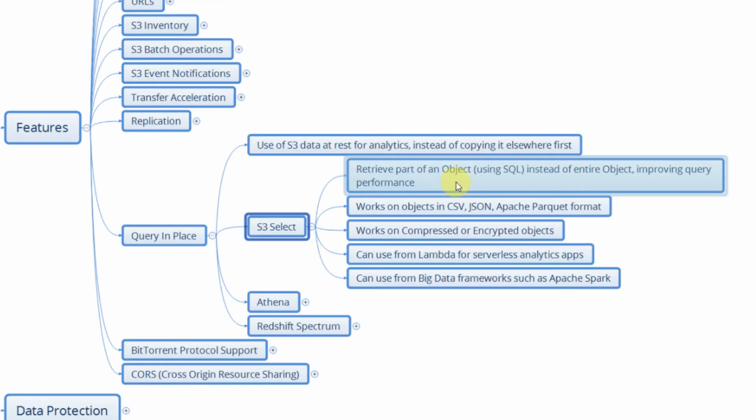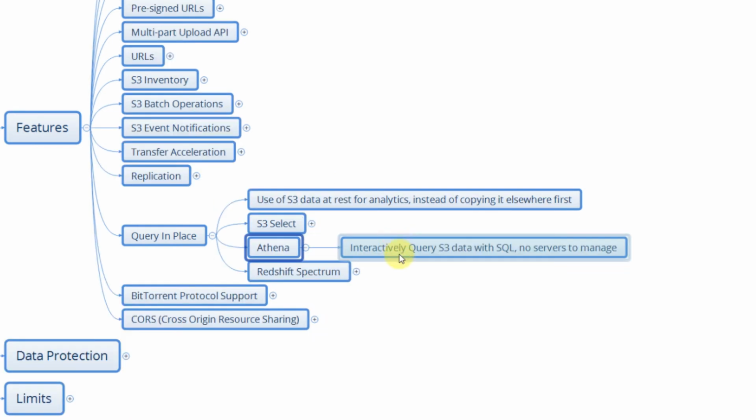S3 Select retrieves just part of an object instead of an entire object. This improves query performance. It works on objects in multiple formats. It even works on compressed or encrypted objects. It can be used from Lambda for serverless analytics apps, and it can be used from big data frameworks such as Apache Spark. Athena helps you interactively query S3 with SQL queries with no servers to manage.